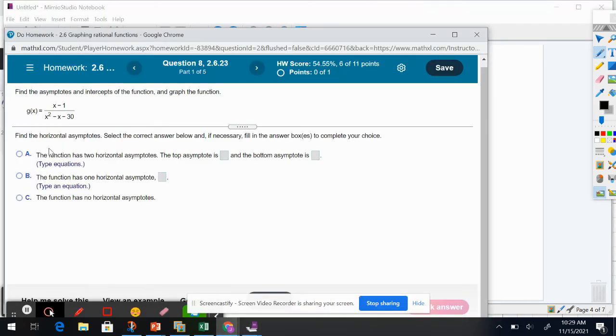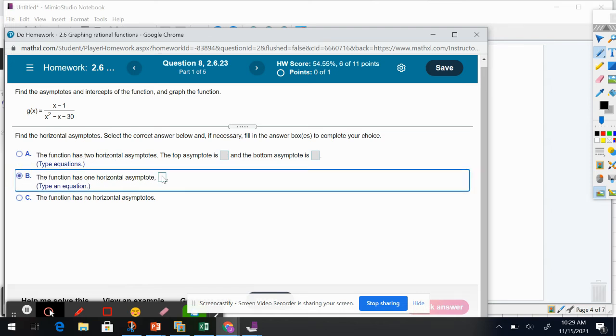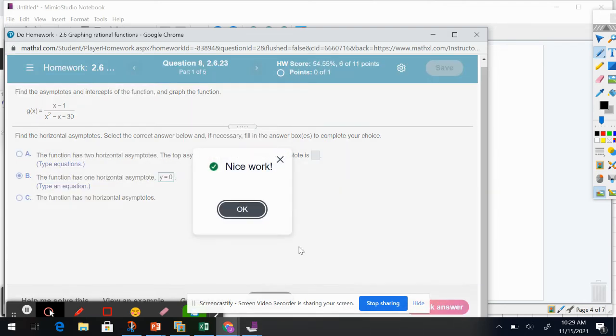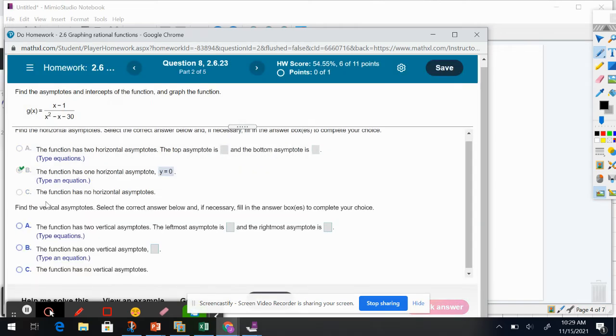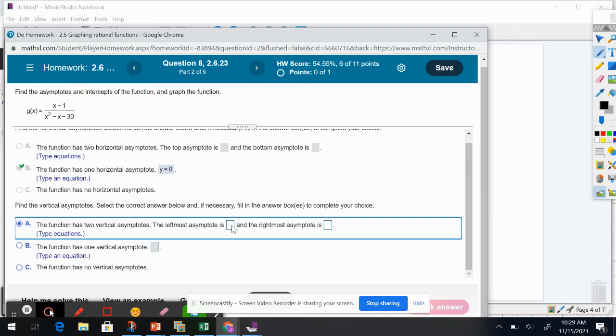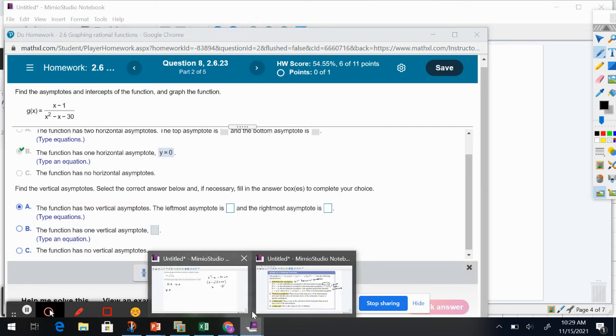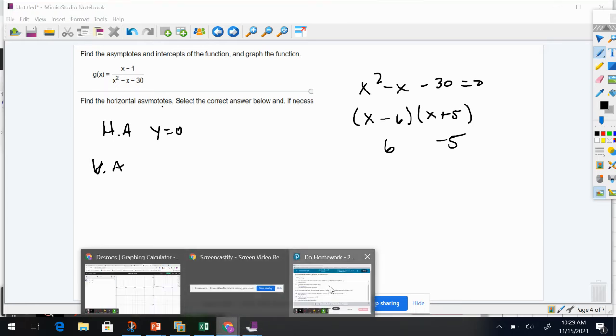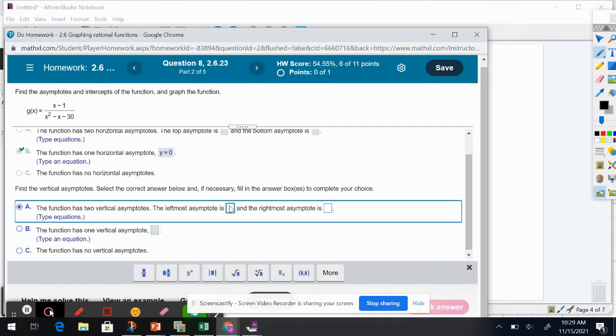It says find the asymptotes, find the horizontal asymptote. The function has one horizontal asymptote. The equation is y equals 0. Answer, got it. Now it says find the vertical asymptotes. The function has two vertical asymptotes. Those vertical asymptotes, if we go back and look at our work, are at negative 5 and 6. Make sure you pay attention to this. It says the leftmost, so it would be x equals negative 5 and x equals 6.